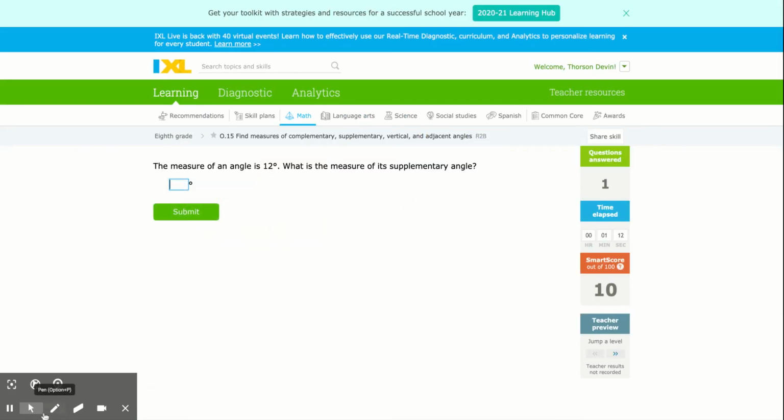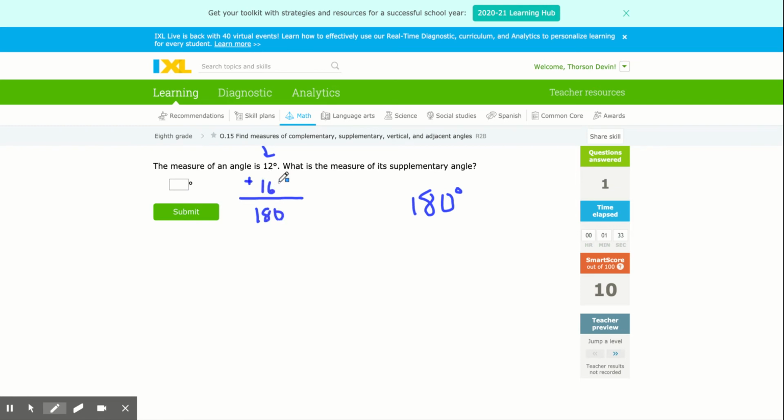Now we're talking supplementary. Supplementary angles are two angles that add up to 180 degrees. It's always two angles. So again, I need to add something to this angle measure of 12 to get it all the way up to 180. Well, that would have to be 168. 168 plus 12 is 180. Or in other words, what's 180 minus 12? 168 would be the supplement to an angle of 12 degrees. 168 is supplemental to 12 degrees.